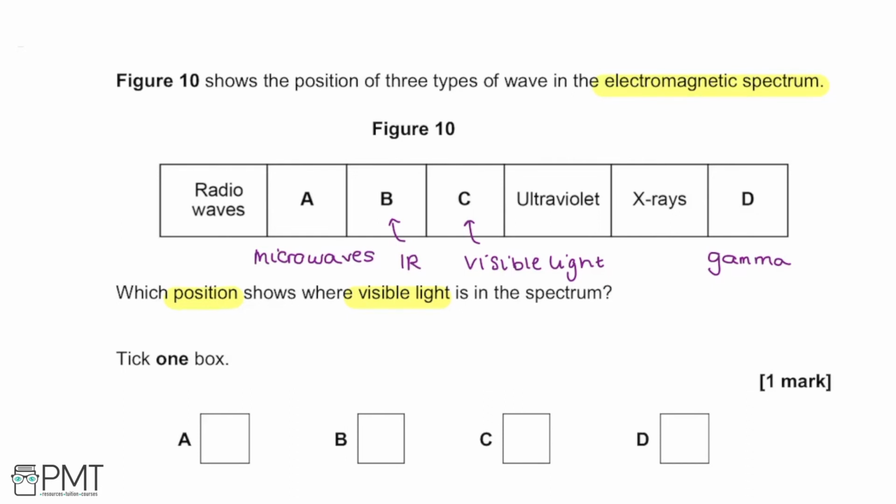Alternatively, another way of remembering this is using the acronym for the EM spectrum. So, raging Martians invaded Venus using X-ray guns is one of the ways that I like to remember it. So we can just use that to work out that it's going to be radio waves, microwaves, infrared, and then visible light, which is what we're looking for. So visible light is going to be the fourth one, and in this case that is going to correspond to box C. So we can tick that as our answer.